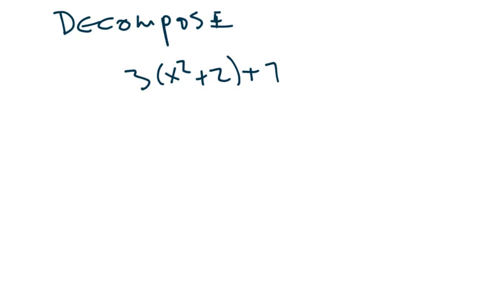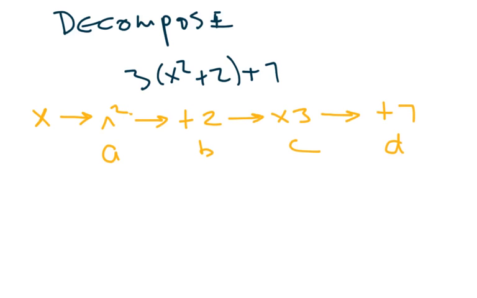Occasionally you're asked to decompose a function back into a number of other functions. Here's a nice way to do it, which doesn't require too much thinking. So I take my input, x, and the first thing I'm going to do with that is square it. I then add 2. I take that input and pass it to the next function and add 2 to it. I then pass that into the next function and multiply it by 3. And then finally I pass that into the next function and I add 7. So I square it, add 2, multiply by 3, add 7.